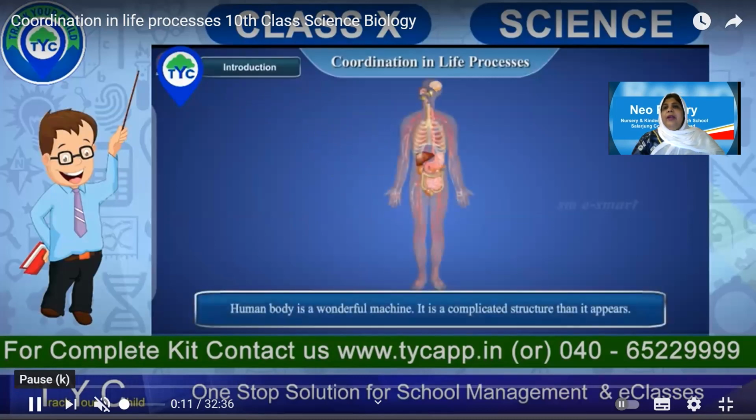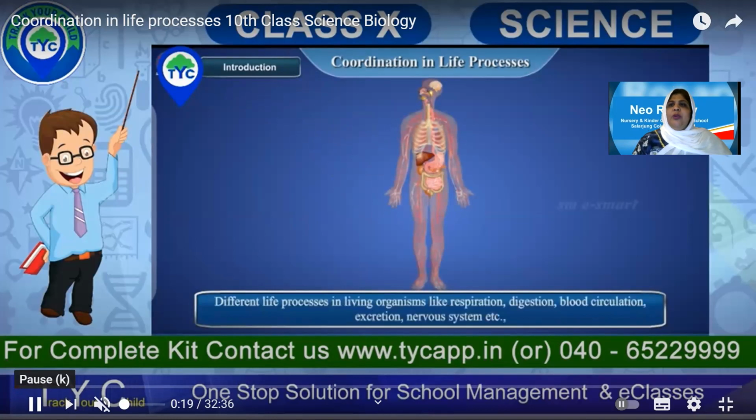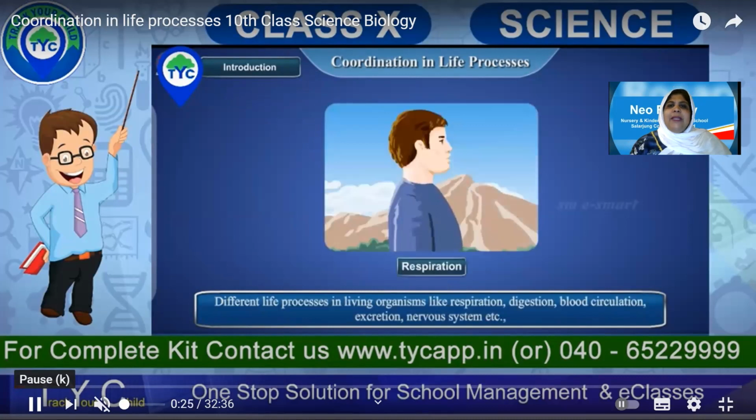If you assume that a human body is like a machine, it has a complex structure, like robots or any machinery. How is it functioning? All these machineries have been inspired by the human body. How are the various systems in the human body working together and bringing about coordination in the entire life process?